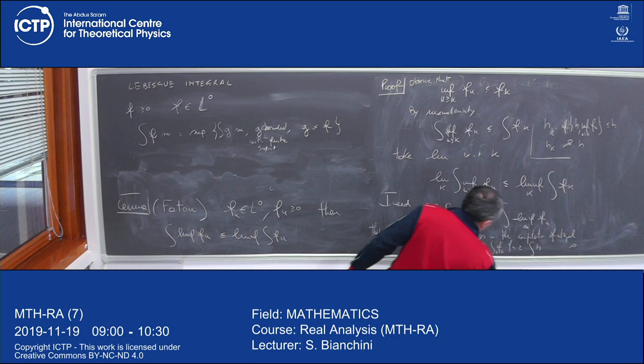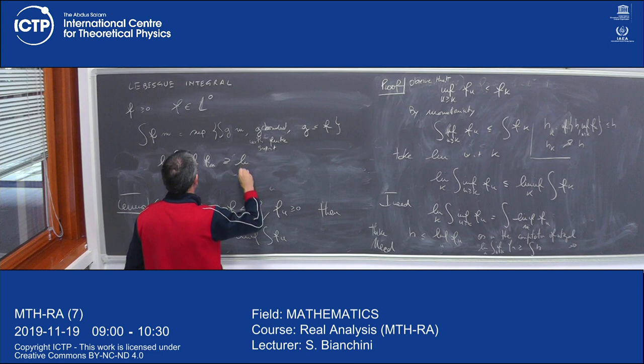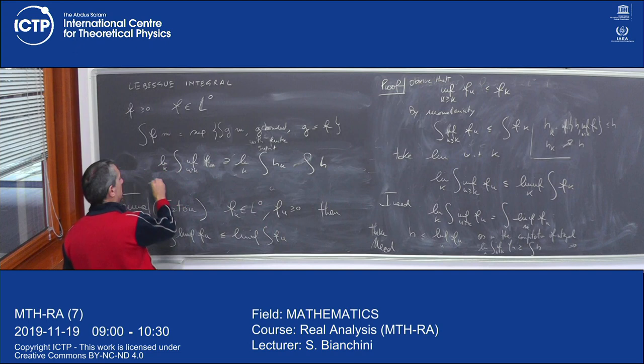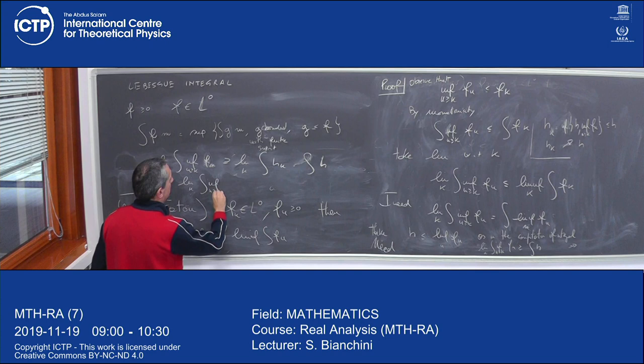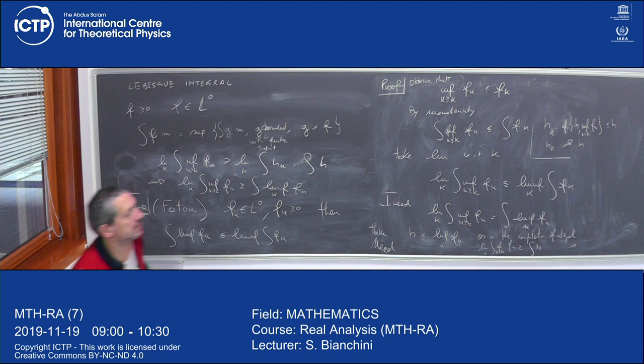So I want to prove the other, which is what was written here. The limit over k of the integral of the infimum was correct. Okay, this is larger than h_k, and this is the integral of h. So I discovered that the limit of this guy is larger or equal than the integral of the limit of f_k. And okay, this is what is needed for the inequality.